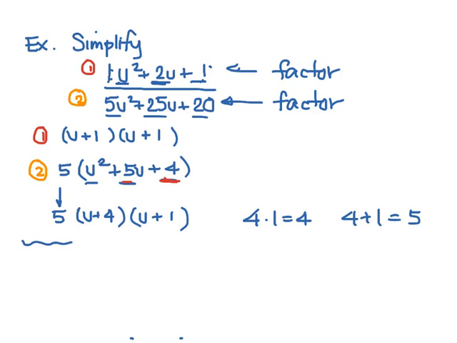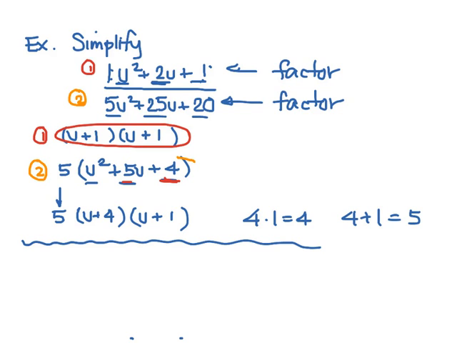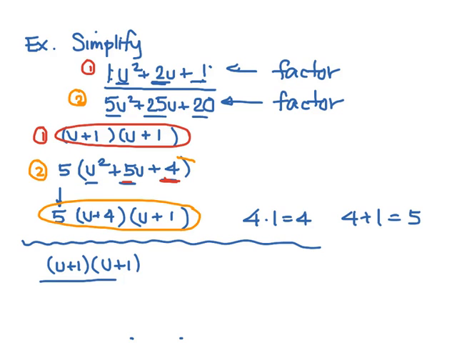So now I go back and I have these two factored forms, right? I have this as my numerator, and I have this as my denominator. So I can go ahead and rewrite my original expression in terms of their factors. So I have u plus 1 times u plus 1 all over 5 times u plus 4 times u plus 1.